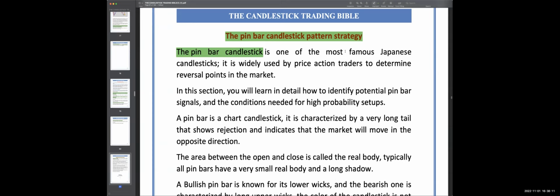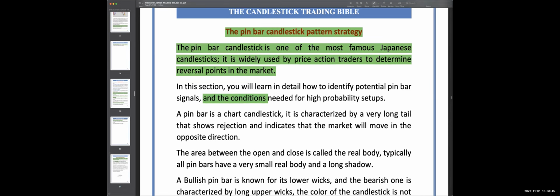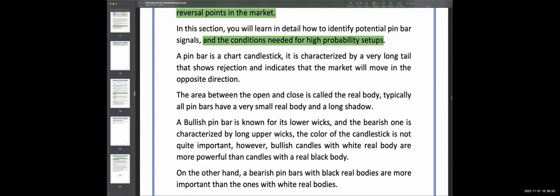The pin bar candlestick is one of the most famous Japanese candlesticks. It is widely used by price action traders to determine reversal points in the market. In this section, you will learn in detail how to identify potential pin bar signals and the conditions needed, right? These conditions need to line up for it to be valid. You do not just trade any pin bar. You just need to have certain confluences which line up before you execute. So in this section, you learn in detail how to identify potential pin bar signals and the conditions needed for high probability setups.